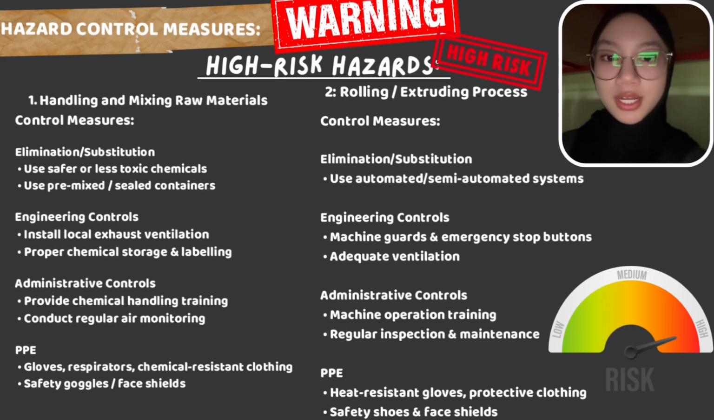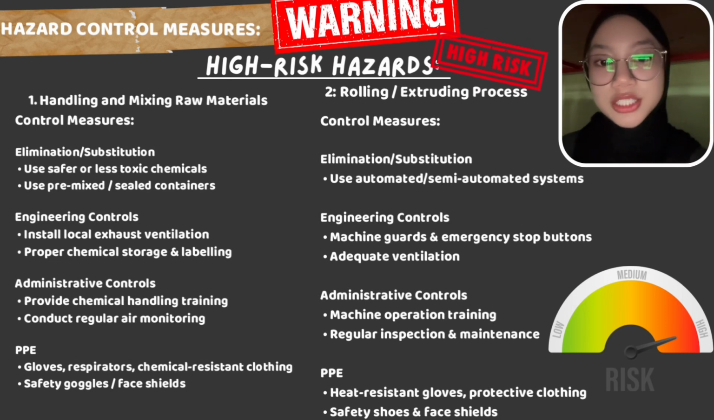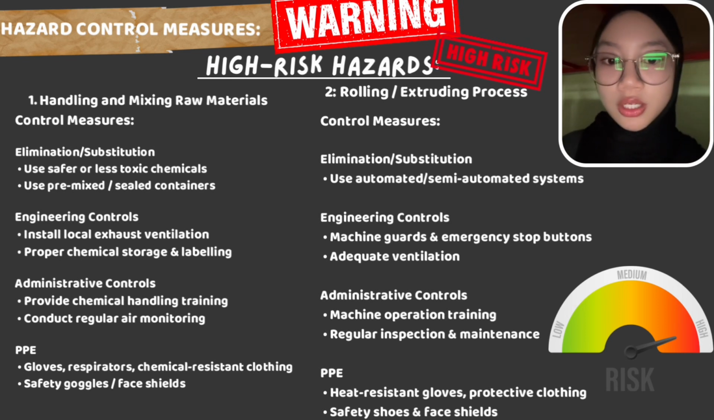So first, for handling and mixing raw materials, the first control measure is elimination or substitution. This includes using safer or less toxic chemicals to reduce workers' exposure. We also use pre-mixed or sealed containers so that the materials are handled less frequently, which lowers the risk of contact. Next, engineering controls involve installing local exhaust ventilation to remove harmful fumes and dust from the work area.